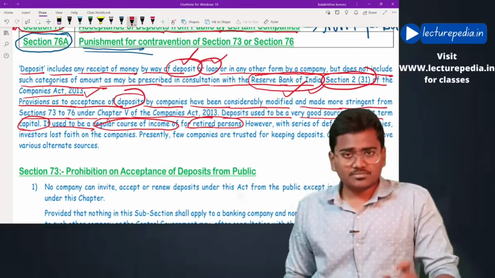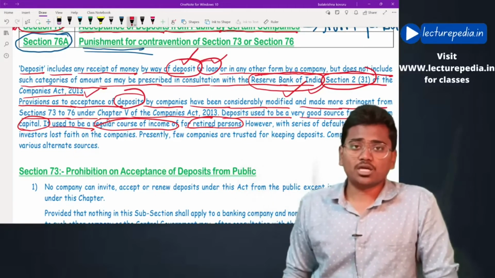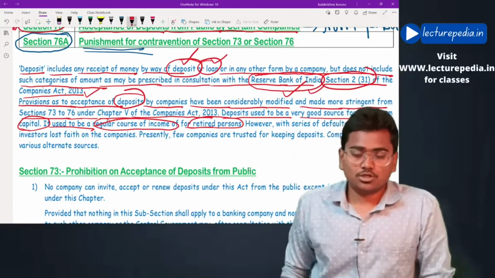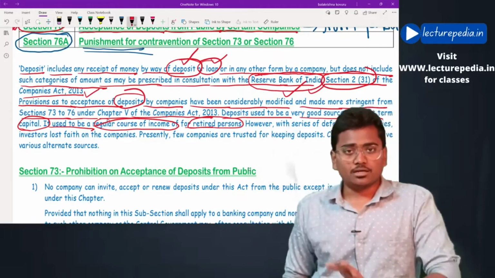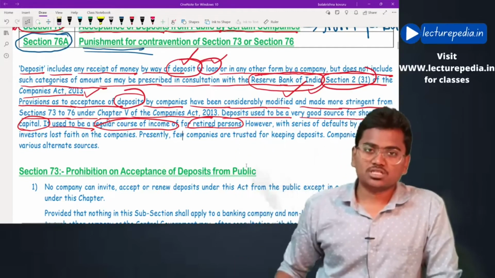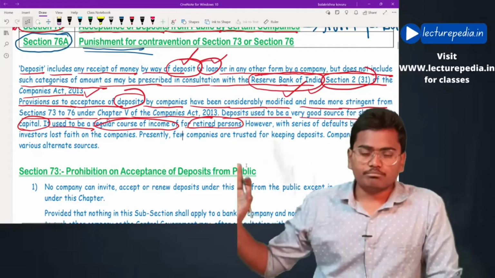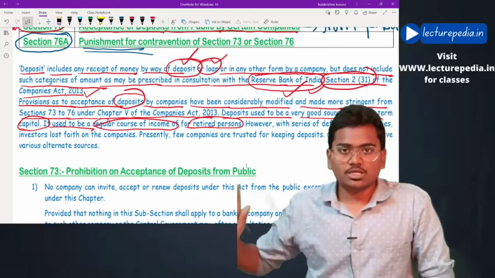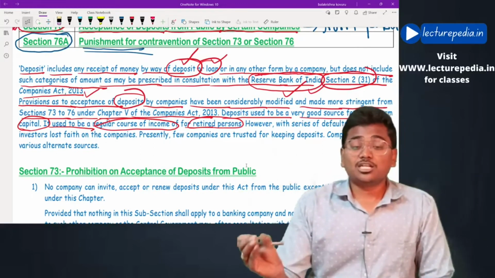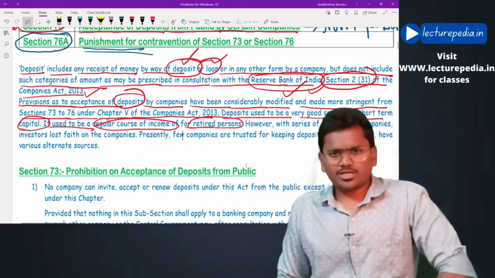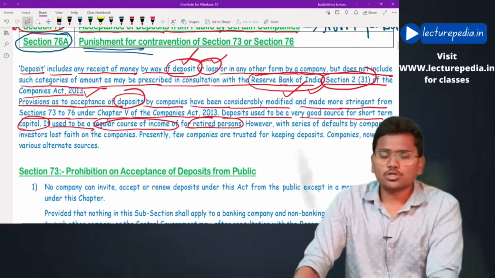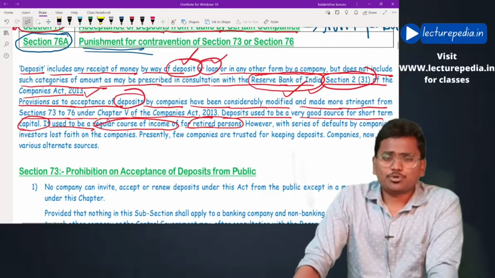Keeping this risk in view, our Companies Act has allowed only certain companies to raise deposits from the public, like big companies. All those conditions: net worth of 100 crores, turnover of 500 crores. Basically very large companies will fall under those criteria. Only those types of companies can raise deposits from the public. However, from members other companies can raise. There is no restriction for raising deposits from the members.